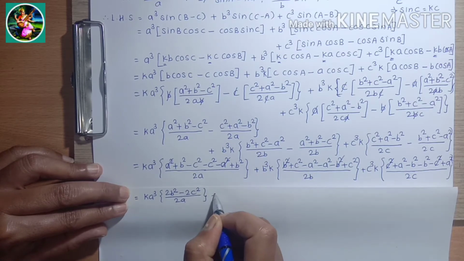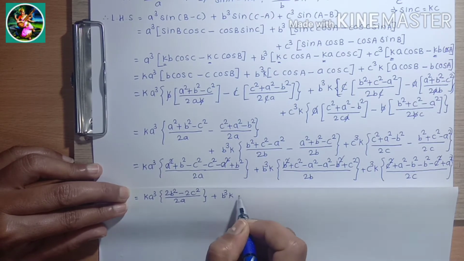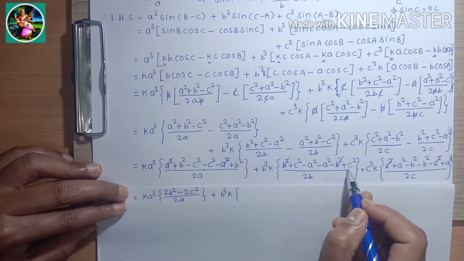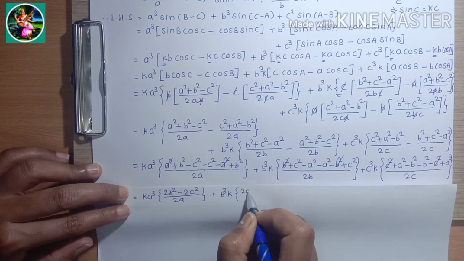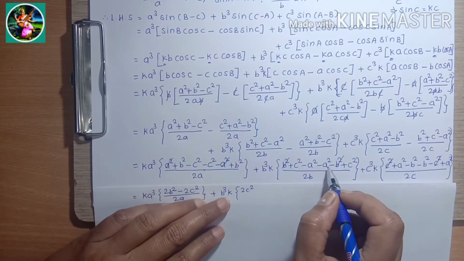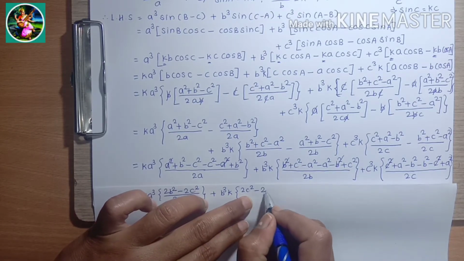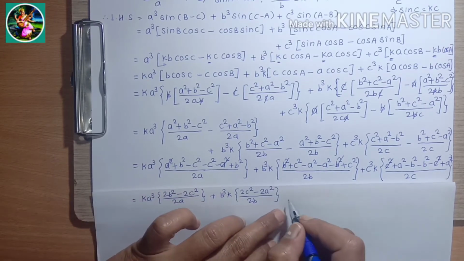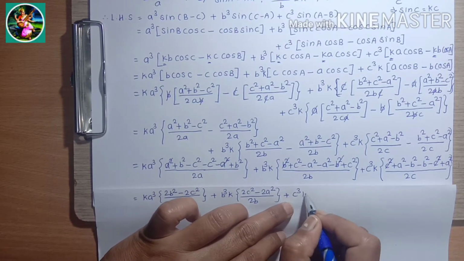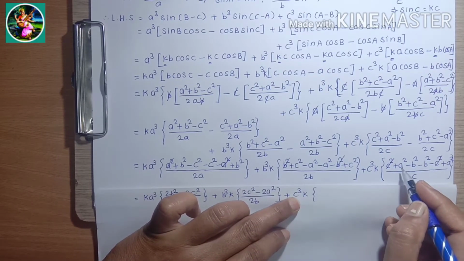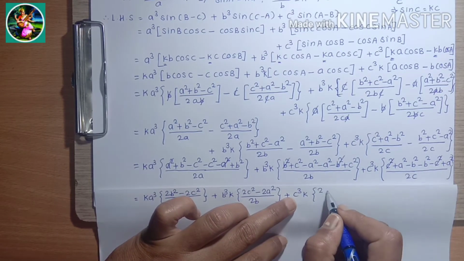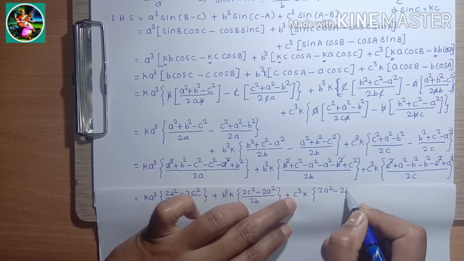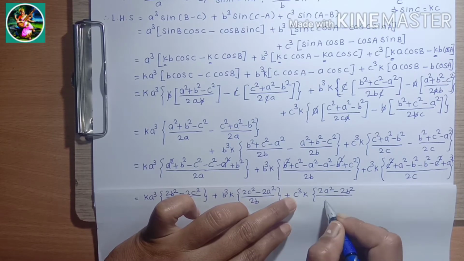plus b cube k into bracket, that is plus c square, that is 2c square, that minus a square becomes minus 2a square, divided by 2b, plus c cube k into bracket, that is plus a square, that is 2a square, and that minus b square becomes minus 2b square divided by 2c.